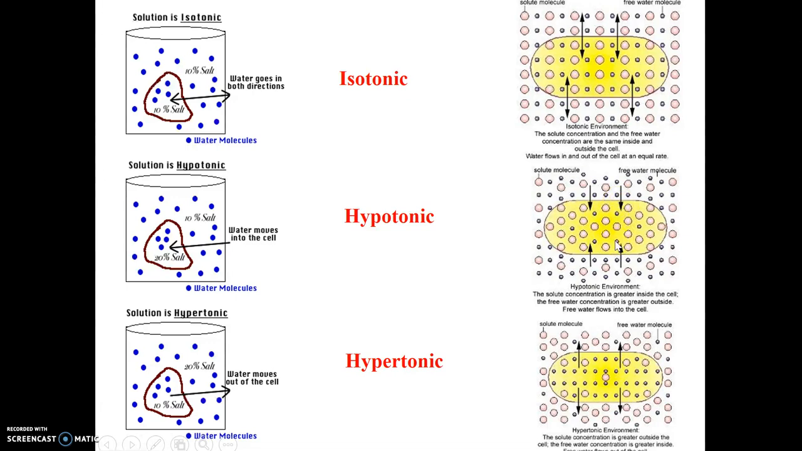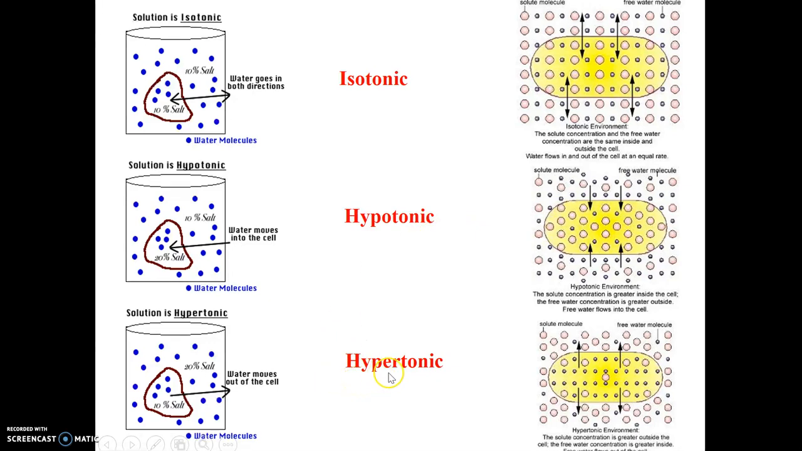Now what happens here is it's only the water that's going to move. These solute particles are too large, or in the case of salt, it's a polar molecule, so it's not going to move freely across the cell membrane. The only thing moving here is the water. So water wants to even itself out. In this case, there's more free water outside here, and it's going to move into the cell. I'll explain that in a little more detail here in a second. Let's look at hypertonic next.